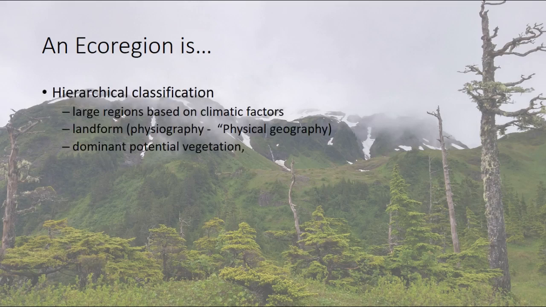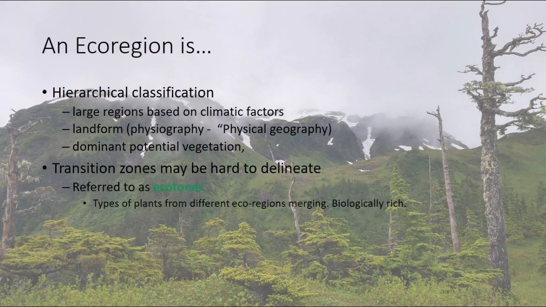So an ecoregion is a way of classifying our landscape, a hierarchical classification. So we can divide large areas of land based on climatic factors, based on landform, and potential dominant vegetation. And so as you look from one ecoregion to another, you might not really know that you're transitioning. But the transition zones are referred to as ecotones. And I would say we also use this word ecotones when we transition from one ecosystem to another. So that can be a little bit confusing. Usually your ecotones are very biologically rich because they have a little bit of both systems contained within an ecotone.